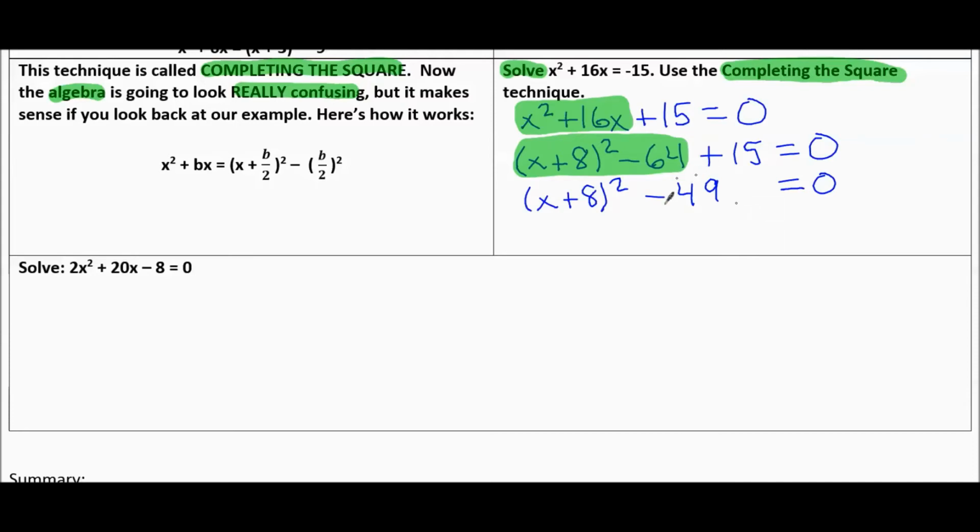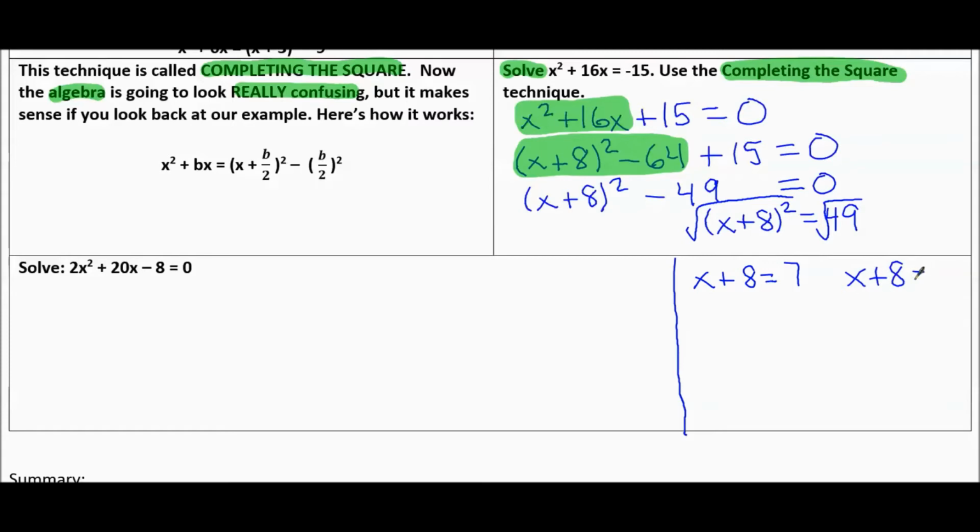Hey, wait a second. I could add 49 to both sides. And then I get quantity x plus 8 squared equals 49. Now, using the technique we learned in the last section, I can square root both sides. When I do that, I must take the positive and the negative roots. And I'm going to create myself a little space in this next box down here. So this is going to create two equations. x plus 8 equals 7, and x plus 8 equals negative 7.